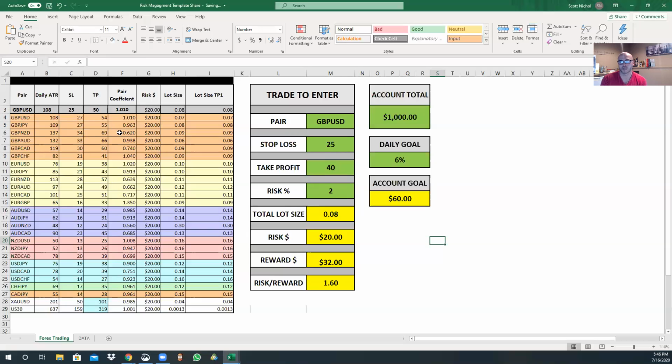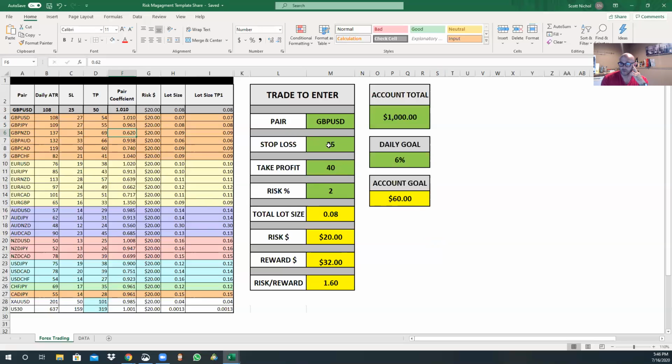You'll notice GN actually has a pair coefficient of 0.62. That's why you almost need to go 0.16, 0.17 to get $1 per pip. And so that's all calculated in. You don't have to touch any of that because we're just going off risk percentage and your daily goals.